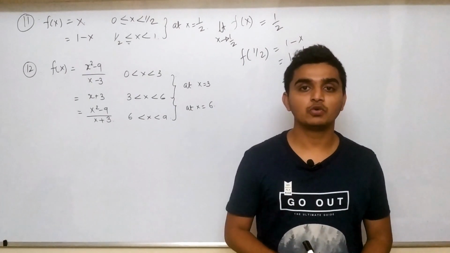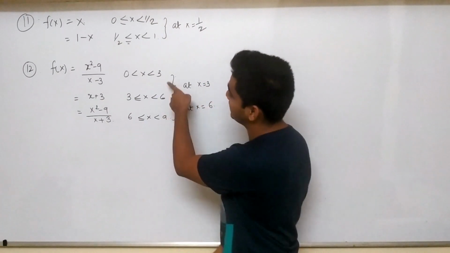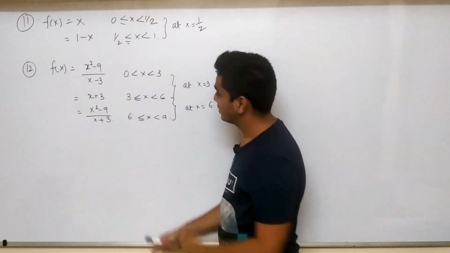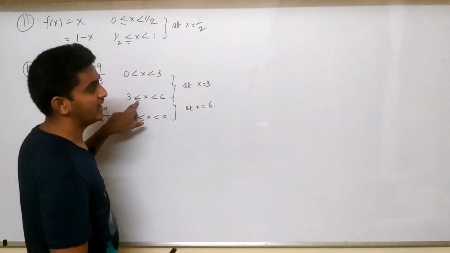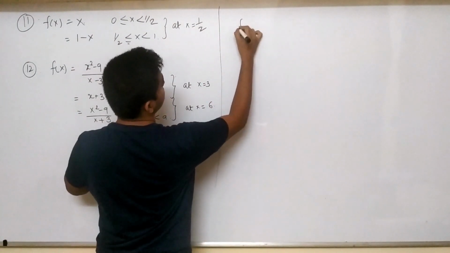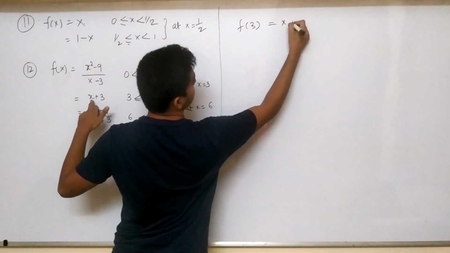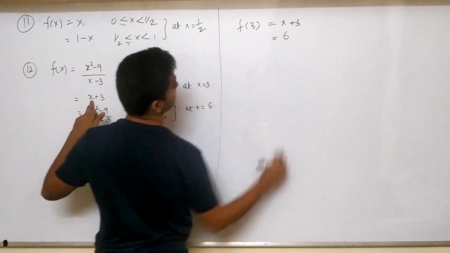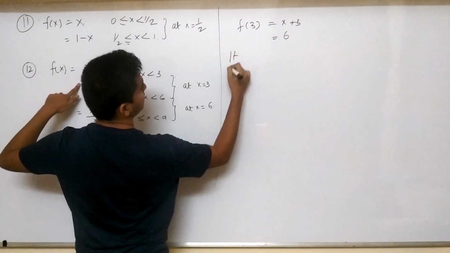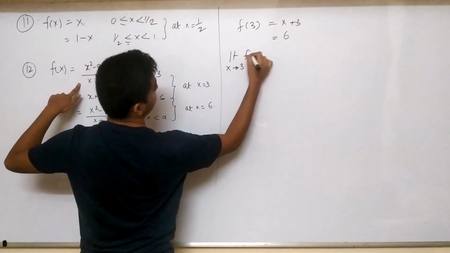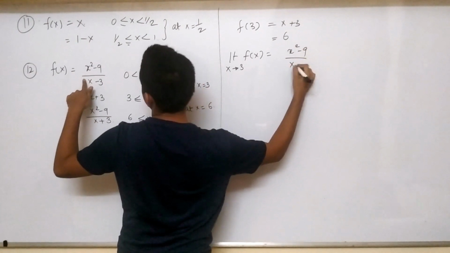Now we will take a look at the 12th question. For the 12th question, we are going to check the continuity. In this case, we can see that x is not equal to 3 in the first function, but in the second function it is equal to 3. So for the second function, we have f of 3, which we can directly see from these equations is x plus 3. Since x is 3, this function is 6, but we have to equate it to the limit as x tends to 3 of f of x, which is x square minus 9 upon x minus 3.